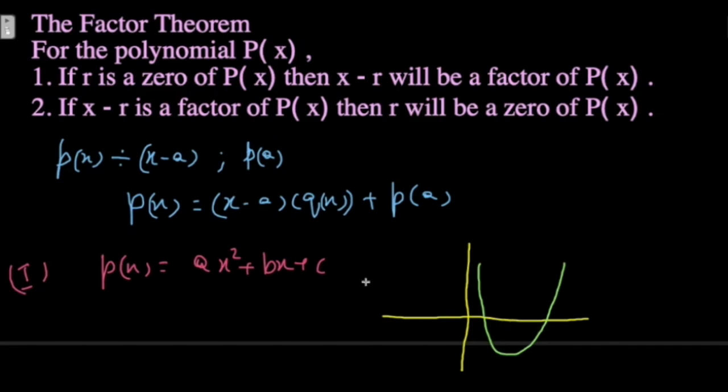Now when we say 0 of a polynomial, it means values of x at which y is equal to 0. So in this case, at this value of x and this value of x, we get y as 0. So these are the zeros of the polynomial. Now it says that if r is 0 of p of x, then x minus r will be a factor of p of x.